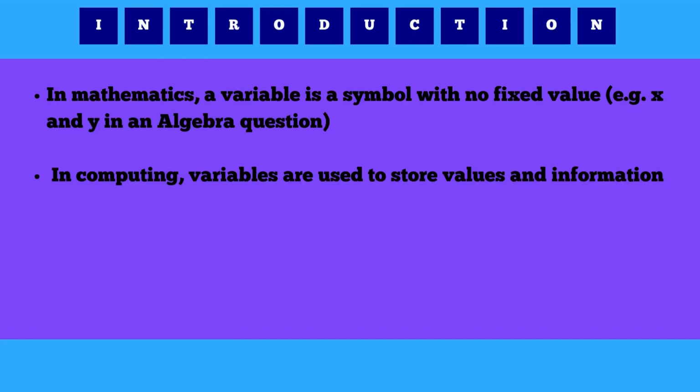So what are variables? In maths, variables are symbols with no fixed value. For example, in algebra, the x and y that you see in algebra questions are also variables. In coding and computing, variables are used to store information or value.